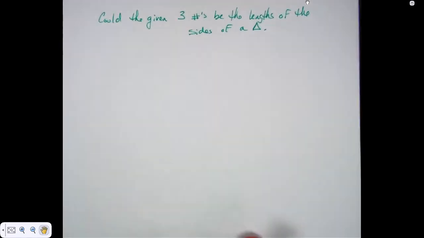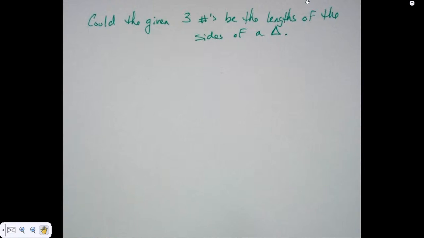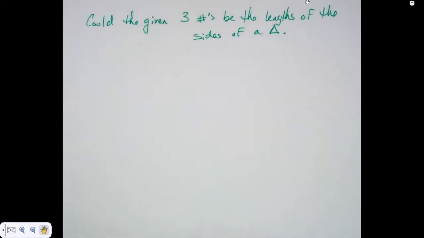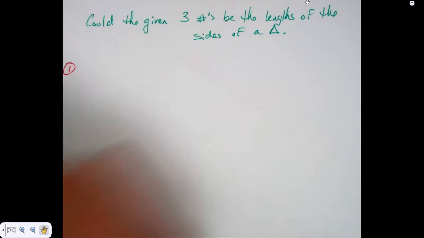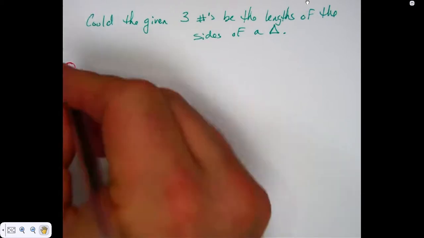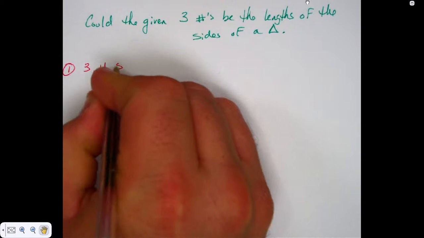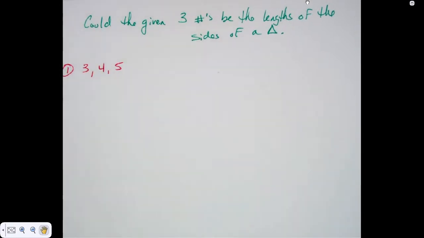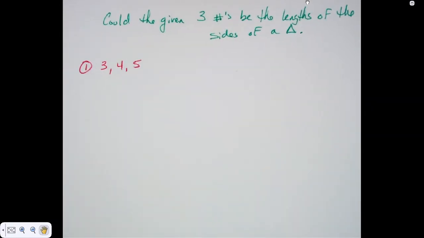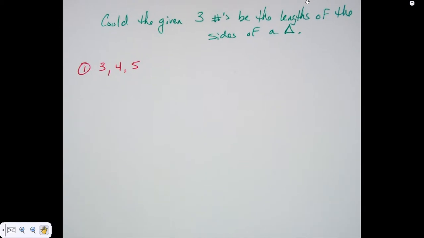Okay, your directions here. Could the given three numbers be the lengths of the sides of a triangle? Well, my first one, let's go with 3, 4, and 5. What I'm saying is, could those be the lengths of the sides of a triangle? There's only one way to find out. You have to see if it fits all three in the inequality. So everyone watching, do this with me. Write it down after we're done. We'll do about 3 of them.